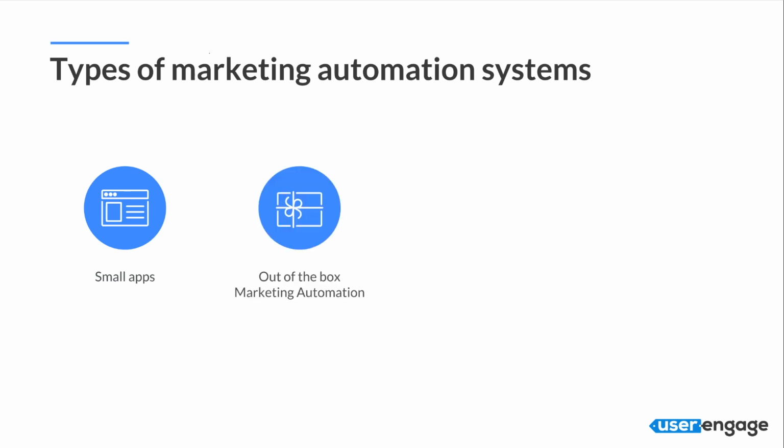Now the second category are out-of-the-box marketing automation systems. Those systems, I would say UserEngage is one of them. The idea of being out of the box here is that the system as a mechanism is complete. You can just simply install it and it will work. Of course, you need to configure it yourself to adjust it to your needs, but the system itself is ready to use. So what are the pros of this solution?